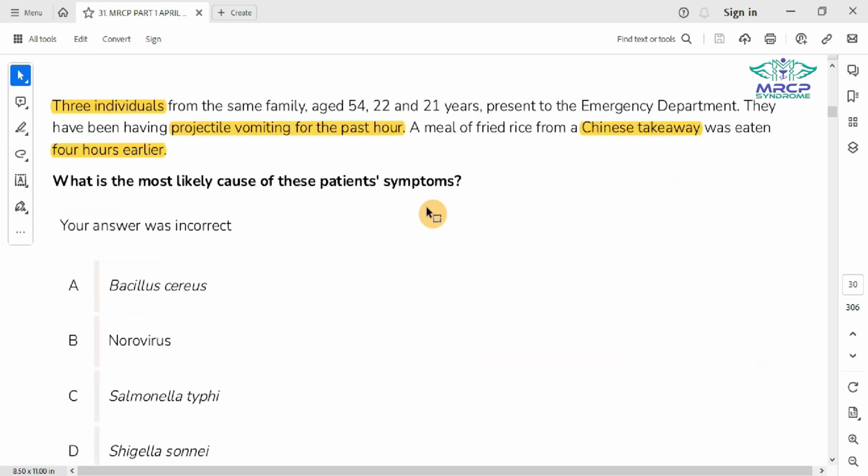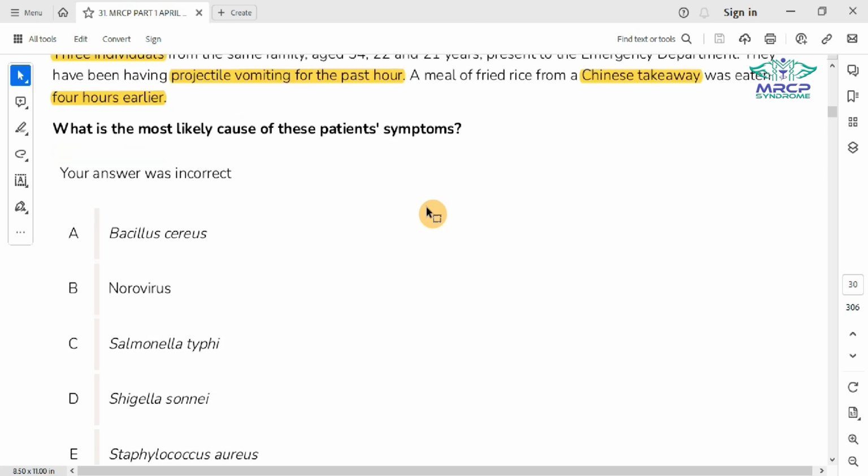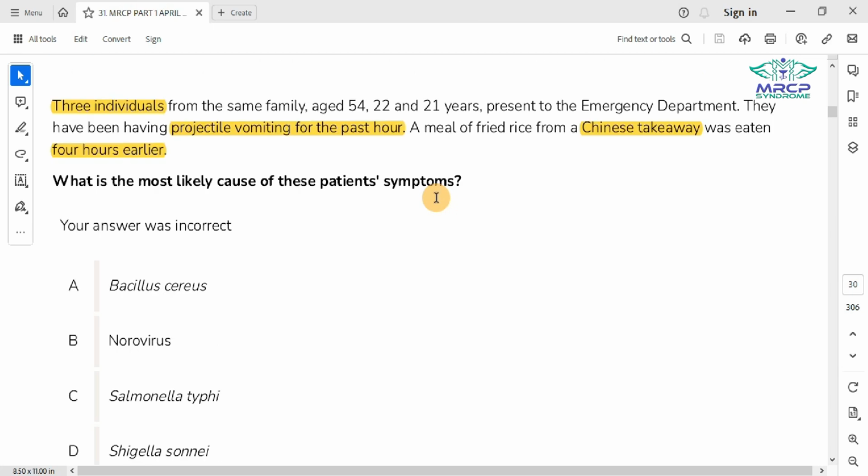So what is the most likely cause of the patient's symptoms? Bacillus cereus, norovirus, Salmonella typhi, Shigella sonnei, and Staphylococcus aureus. Three individuals from the same family, aged 54, 22, and 21 years, present to the emergency department. They have been having projectile vomiting for the past hours. A meal of fried rice from the Chinese takeaway was eaten 4 hours earlier. So what is the most likely cause of the patient's symptoms?